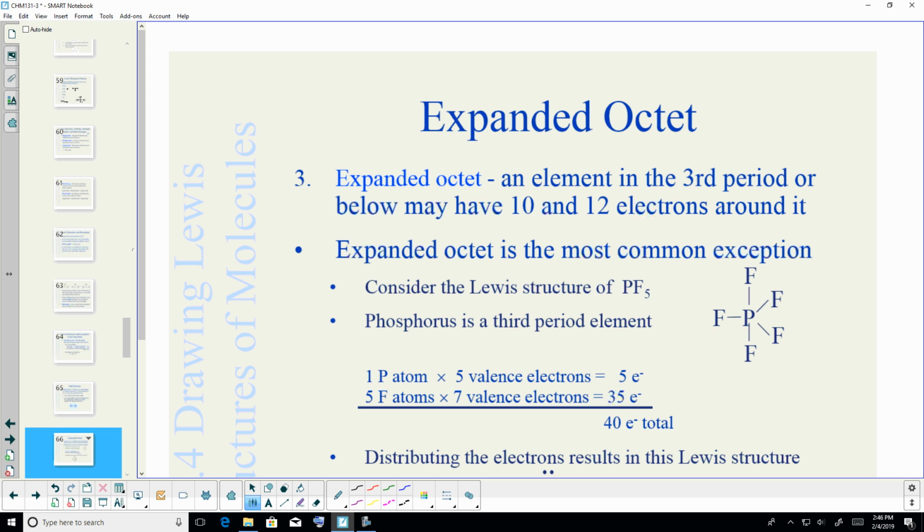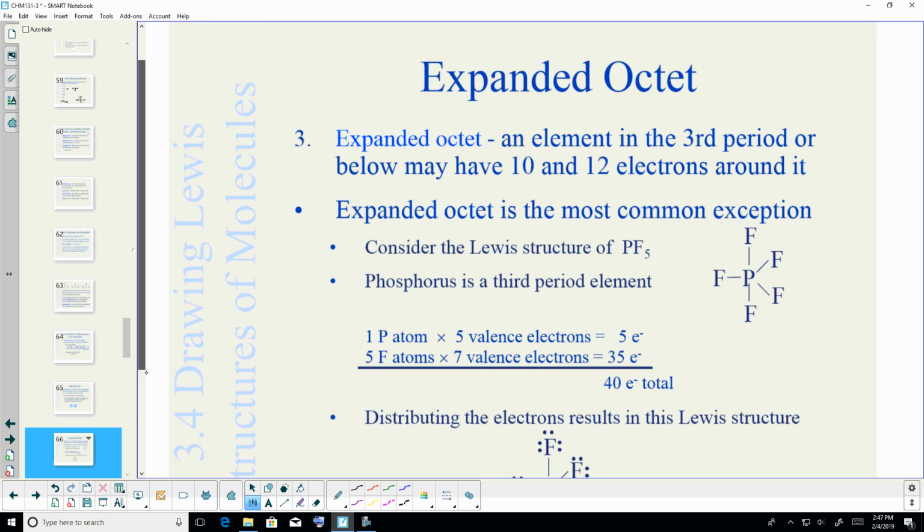Expanded octets. Here we have PF5. There's 10 valence electrons around the phosphorus. So an element in the 3rd period or below may have 10 or 12 electrons around it. And it has to do with hybridization, and we're not going to get into all of that because this isn't 151.